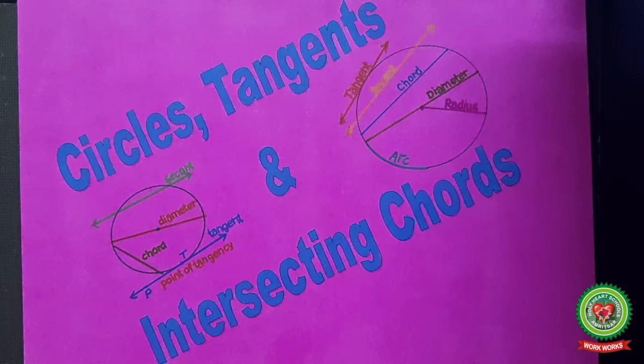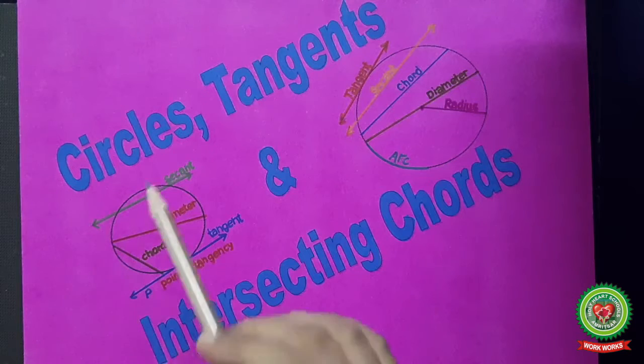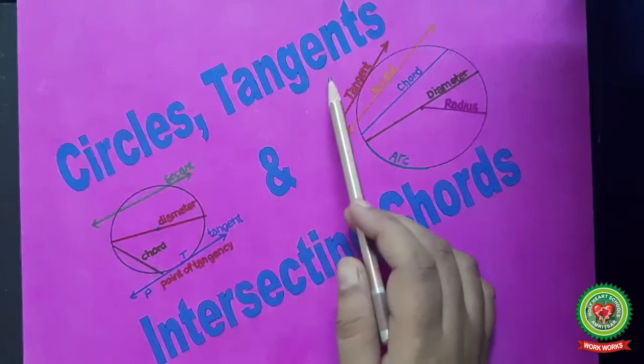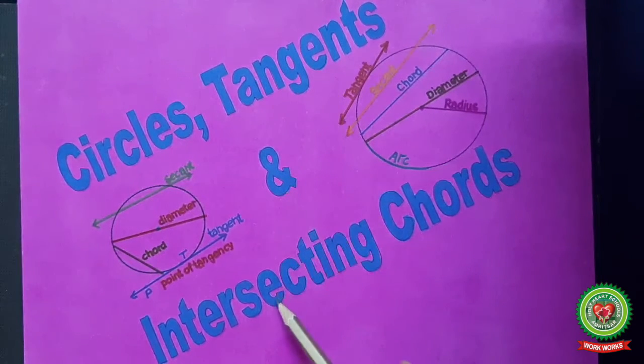Today we will do a new chapter, that is circles, tangents and intersecting chords. Examples of circles are a bangle, pizza and bicycle wheel. So children, today we will do various terms related to the topic circles, tangents, and also we will do the theorems related to the topic.